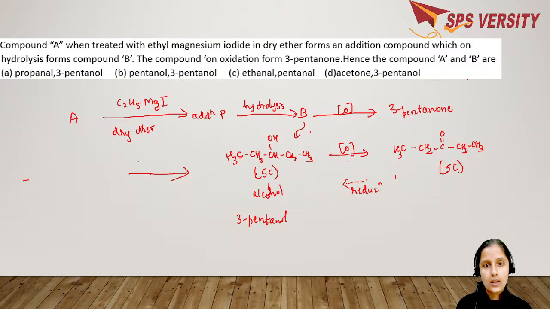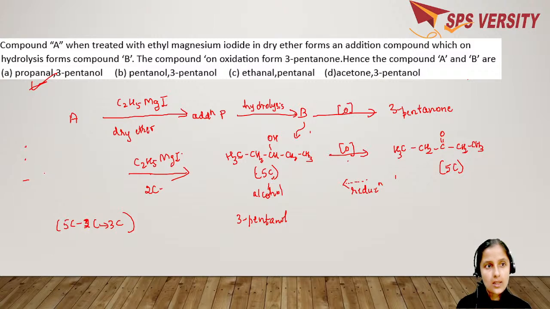Now if you take C2H5MgI, you have added it to the compound. You have 5 carbon atoms over here. There are 2 carbon atoms over here. So 5 carbons minus 2 carbons should give you 3 carbons. So there should be the presence of 3 carbon atoms over here. That means it could be propanal.